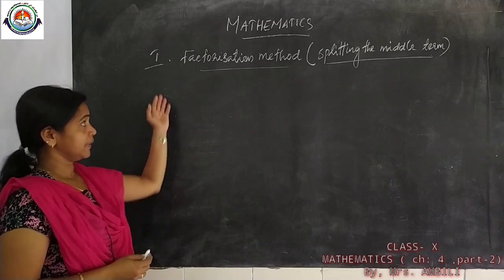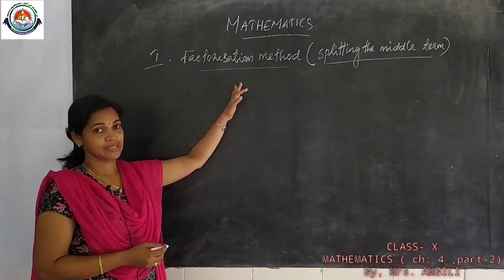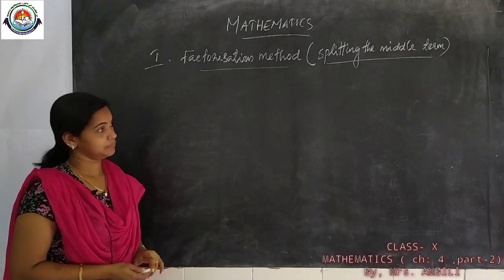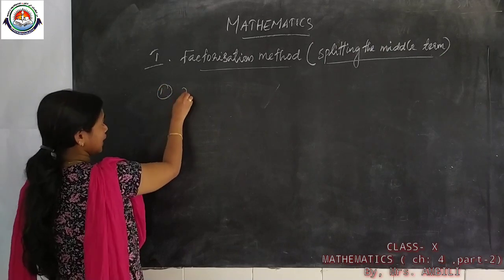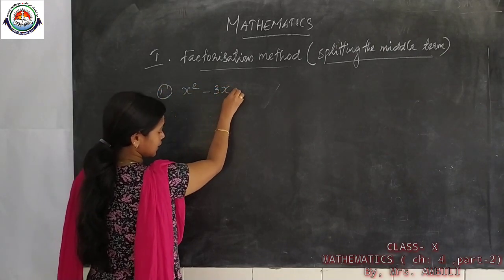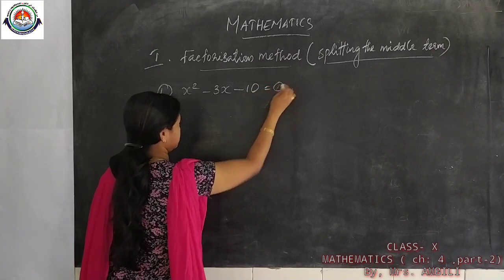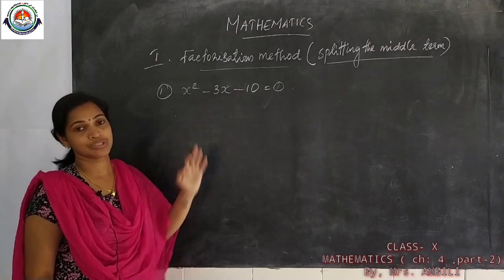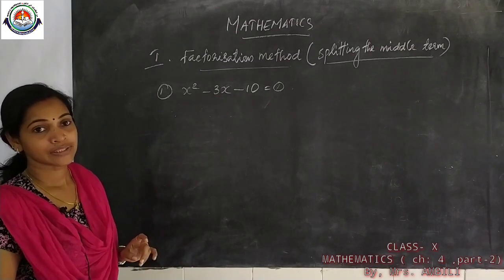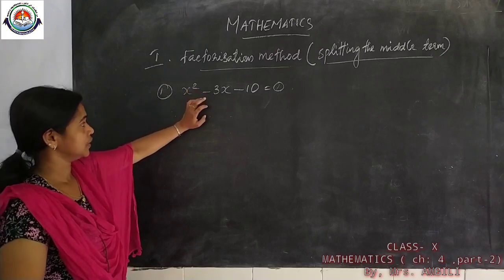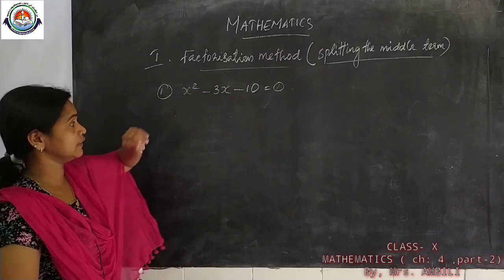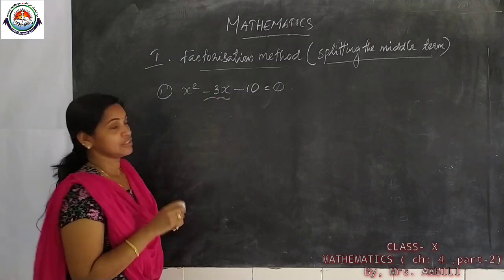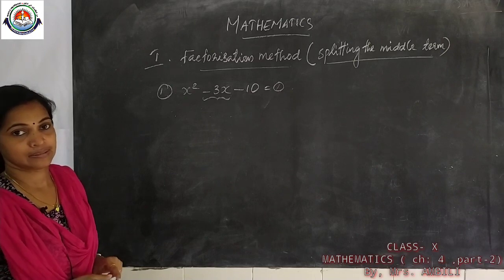Splitting the middle term, or factorization of polynomials, you studied in 9th standard. So, we can start with one example. x square minus 3x minus 10 equal to 0. What is our quadratic equation? x square minus 3x minus 10 equal to 0. We need to find the roots of this given equation. By the factorization method of splitting the middle term, what is the middle term here? Minus 3x is the middle term. So, we need to split minus 3x.